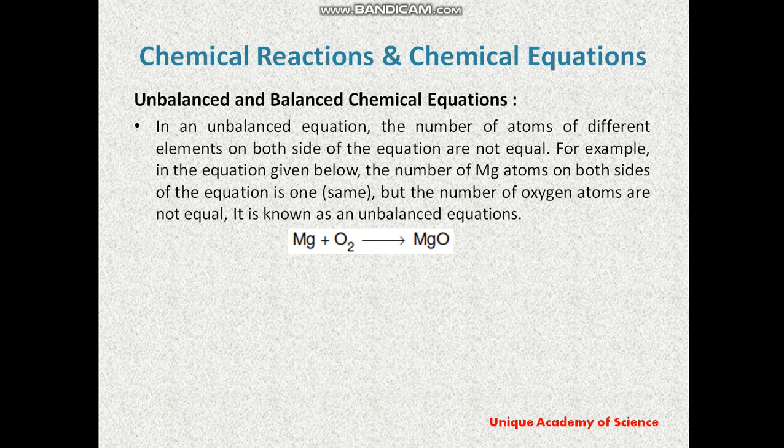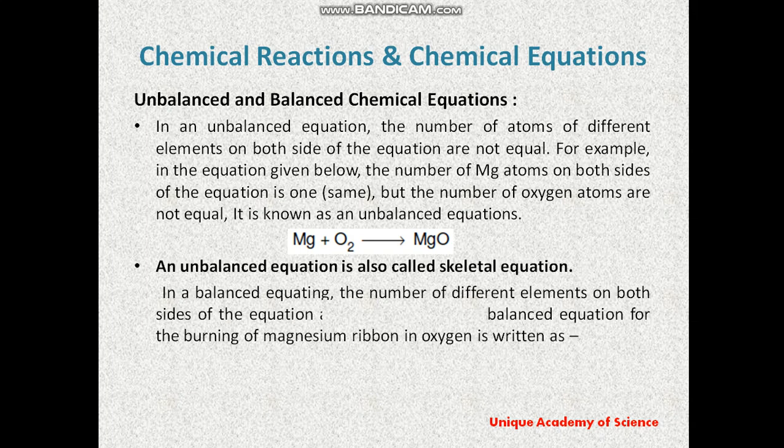Here you can see that on the left side the magnesium is 1 and the oxygen is 2. Mg on the left side is 1 and on the right side it is also 1, but oxygen O2 is 2 on the left, while on the right it is only 1. So the left hand side and right hand side do not match. So this is known as an unbalanced chemical equation.